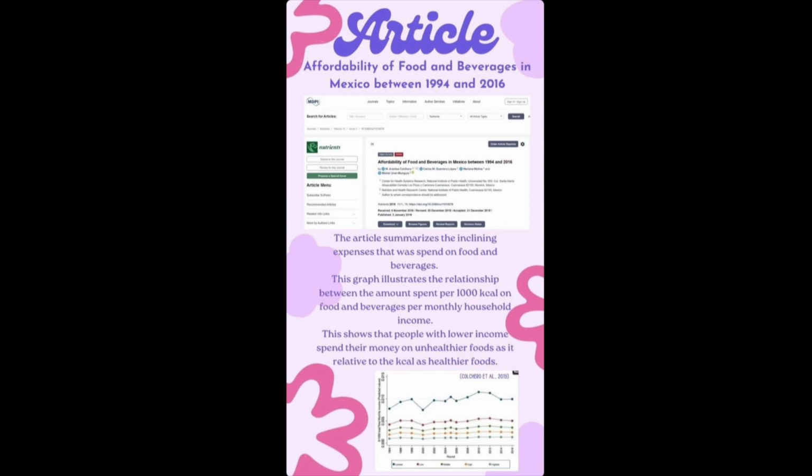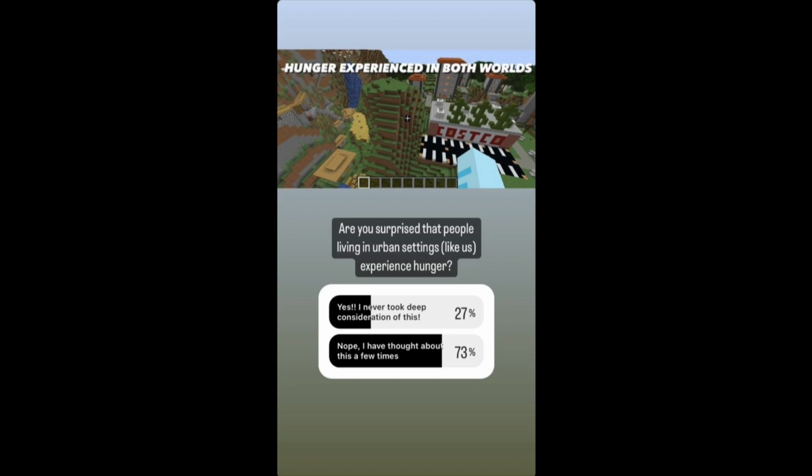Next, I included a finding from the article called Affordability of Food and Beverages in Mexico between 1994 and 2016, which summarizes the inclining expenses spent on food and beverages. The graph illustrates that lower income people spend their money on unhealthier foods as it is relative to the calories of healthier foods. The next picture shows a bonus slide that I incorporated into my story, which is meant for this class. However, it is assignment B, create art for social justice.